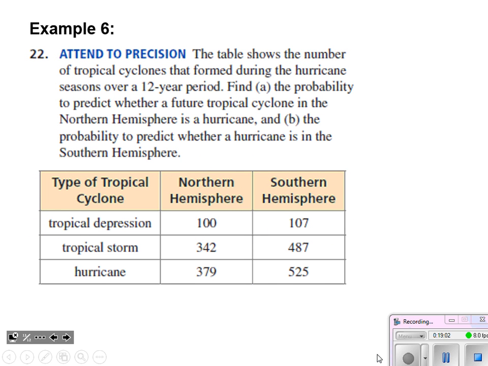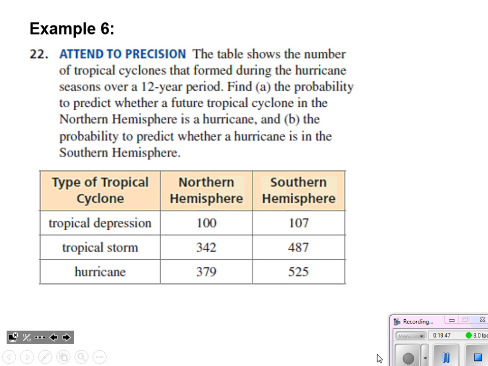Okay, and our final example, we're going to talk about these types of representations of data a little bit more when we get into 10.3. It's called a two-way table. All right, and what this is representing is tropical cyclones over a 12-year period. And then they've recorded how many of those were actual depressions, storms, or an actual hurricane. So this data, compiled over 12 years, can be used to help predict likelihoods of things happening in the future, probabilities. So letter A says, find the probability to predict whether a future tropical cyclone in the northern hemisphere is a hurricane.